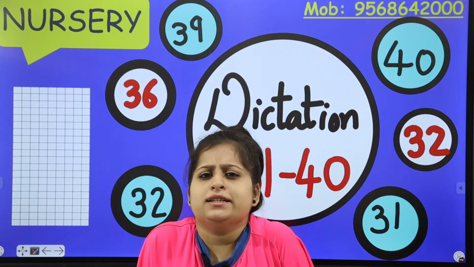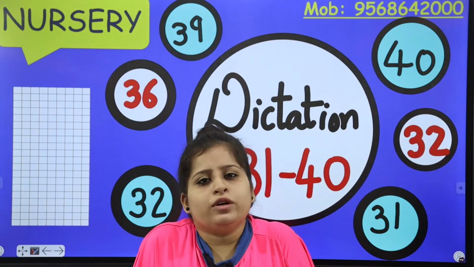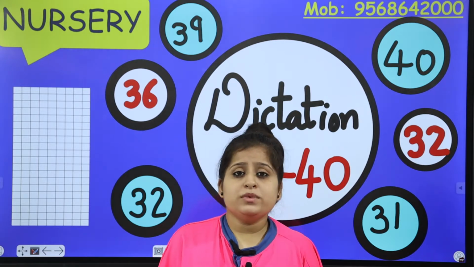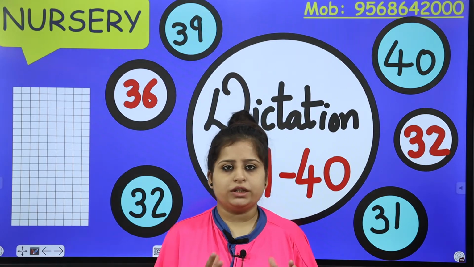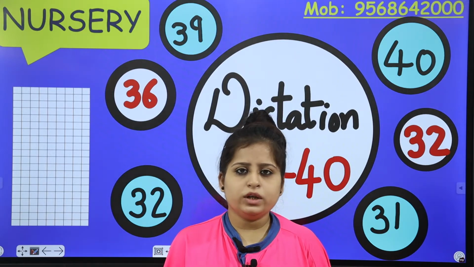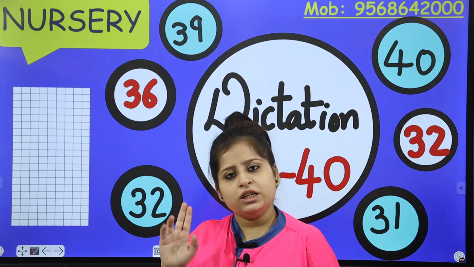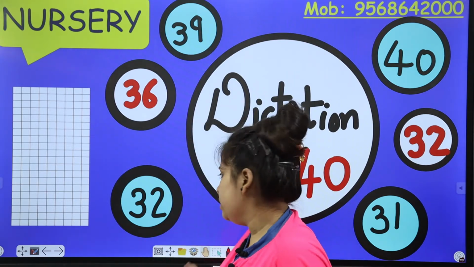So my dear little ones, as you all know that we are done with our counting, that is 31 to 40. For a quick revision, your ma'am is here with the dictation. Okay, so this class is only for the dictation. Dictation kya hoti hai? You know very well. Ma'am words, numbers bolegi. You have to write and then check it from the board. Okay, so let's start. Ma'am number bolegi.